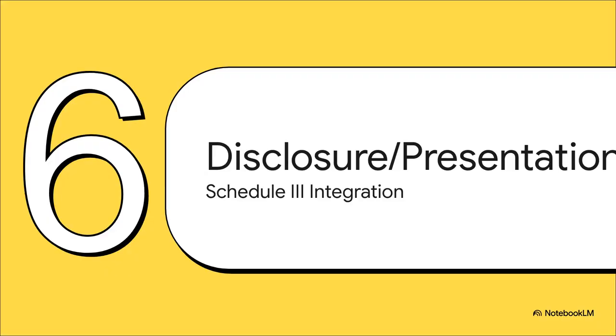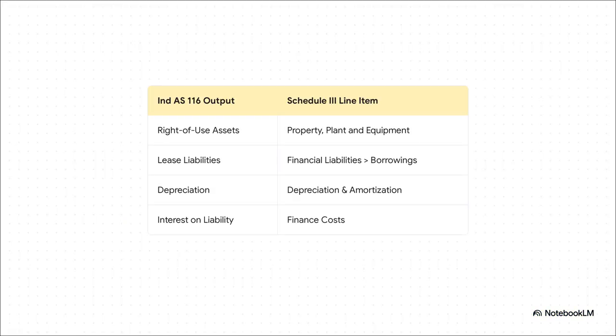Finally, let's talk about the output. All this technical accounting work has to end up being presented correctly in the financial statements. And that means following Division 2 of Schedule 3 of the Companies Act to the letter. So this gives you the practical mapping to the Schedule 3 balance sheet and P&L. Your ROU assets, they go under PPE. The lease liabilities are shown within borrowings, and it's absolutely critical to get that split between current and non-current right for any kind of liquidity analysis. Then in the P&L, depreciation on the ROU asset gets grouped with your other depreciation, and the interest piece of the lease payment gets classified as a finance cost.